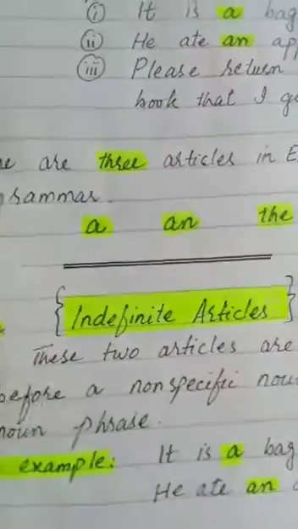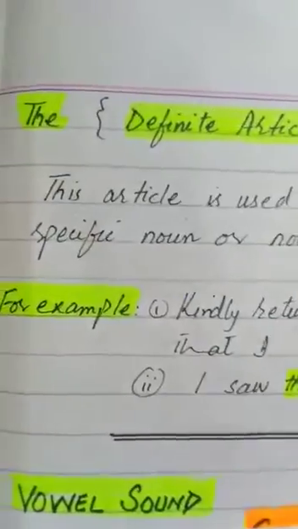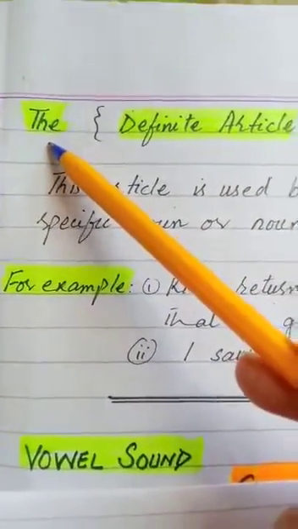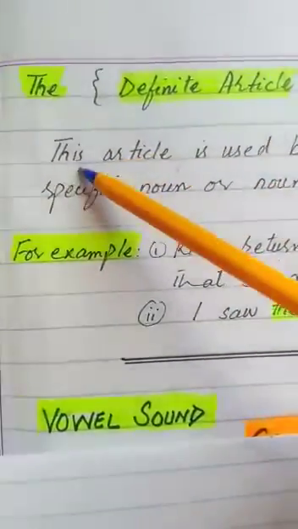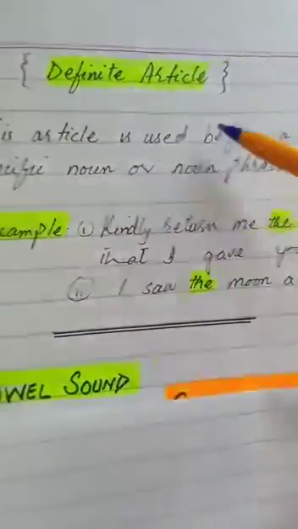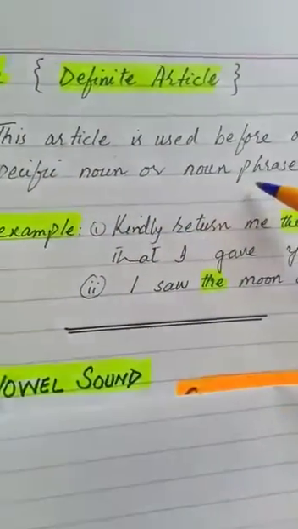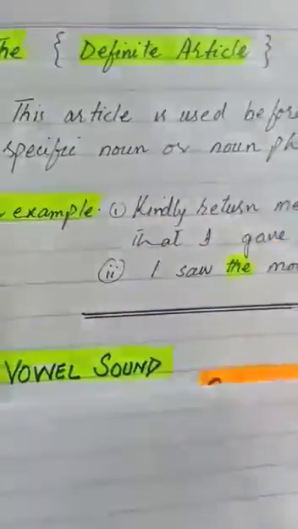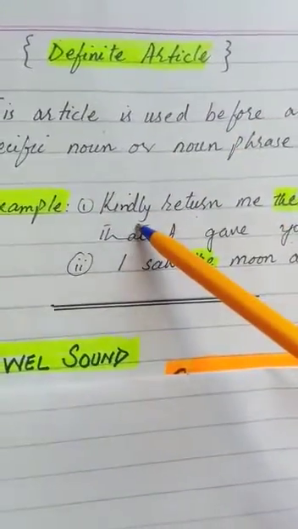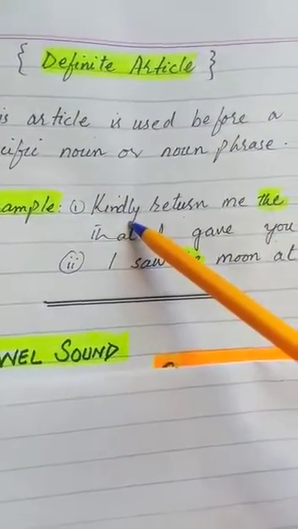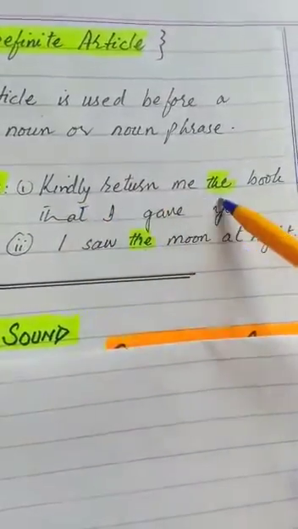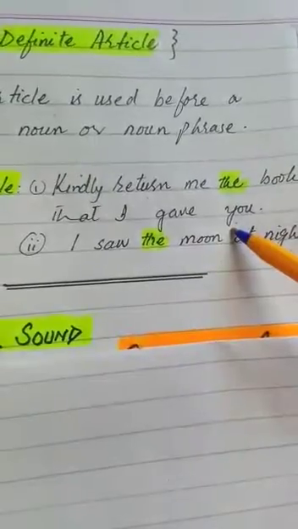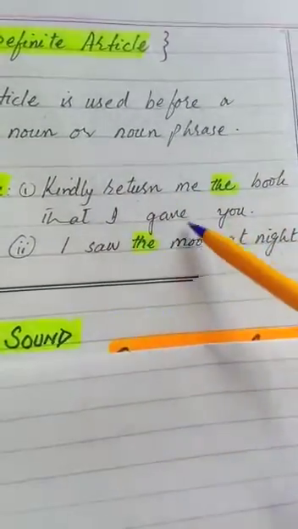Now see your next. Next article is the, and this is called the definite article. This article is used before a specific noun or noun phrase. Unlike indefinite articles, this is a definite article because it is used before a specific noun. Kindly return me the book that I gave you.